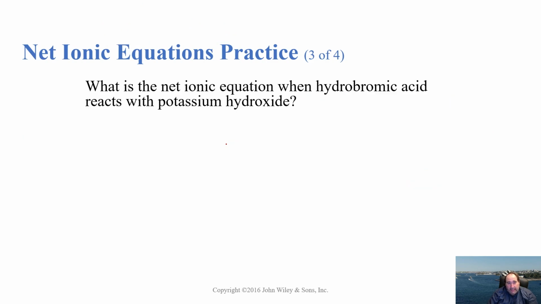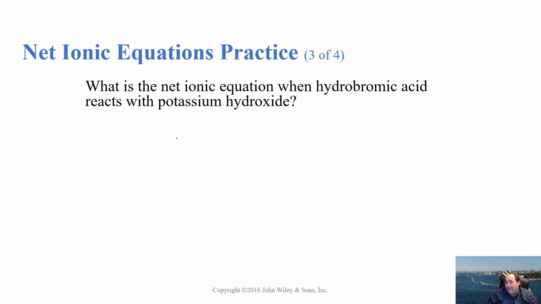All right, so let's take a look at another one here, I think. So once you give this one a go, we'll write the whole reaction there of hydrobromic acid with potassium hydroxide, molecular equation, total ionic equation, and net ionic equation, and see what you come up with here. Okay, let's take a look here.